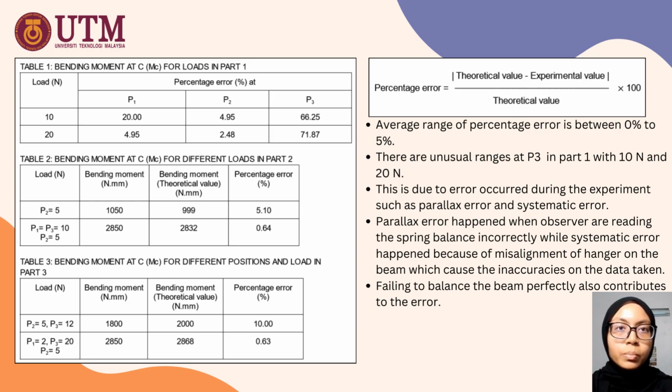Parallax error happens when the observer's eye reads the spring balance incorrectly, while systematic error happens because of the misalignment of the hanger on the beam, which will cause inaccuracies in the data taken. And the last part, failing to balance the beam perfectly also will contribute to the error.